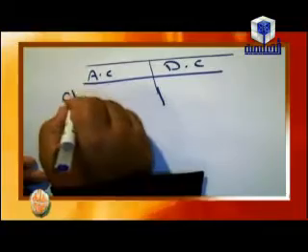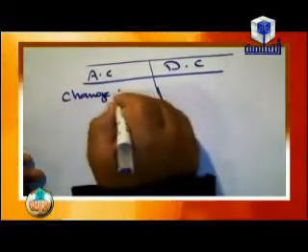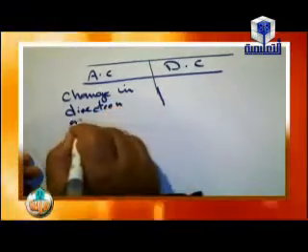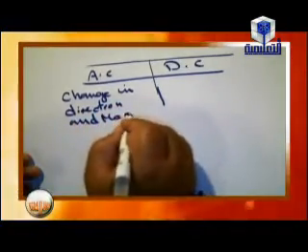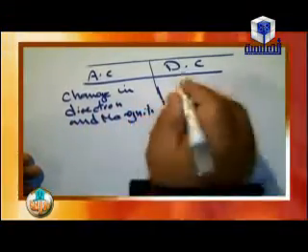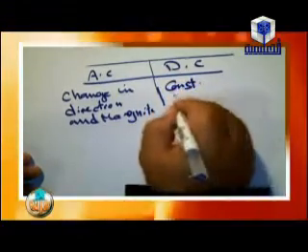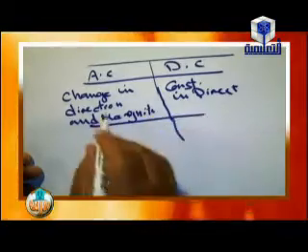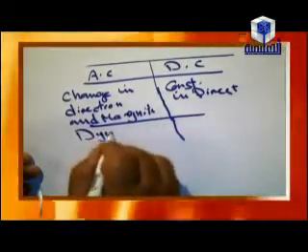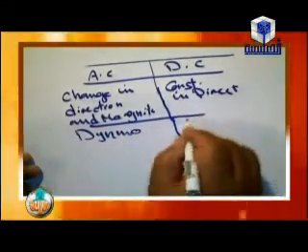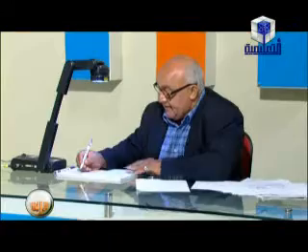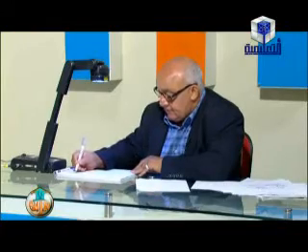AC current changes in direction and magnitude, but DC is constant in direction and magnitude. The source of AC is a dynamo, and the source of DC is a battery. Another comparison may be between step up transformer and step down transformer.